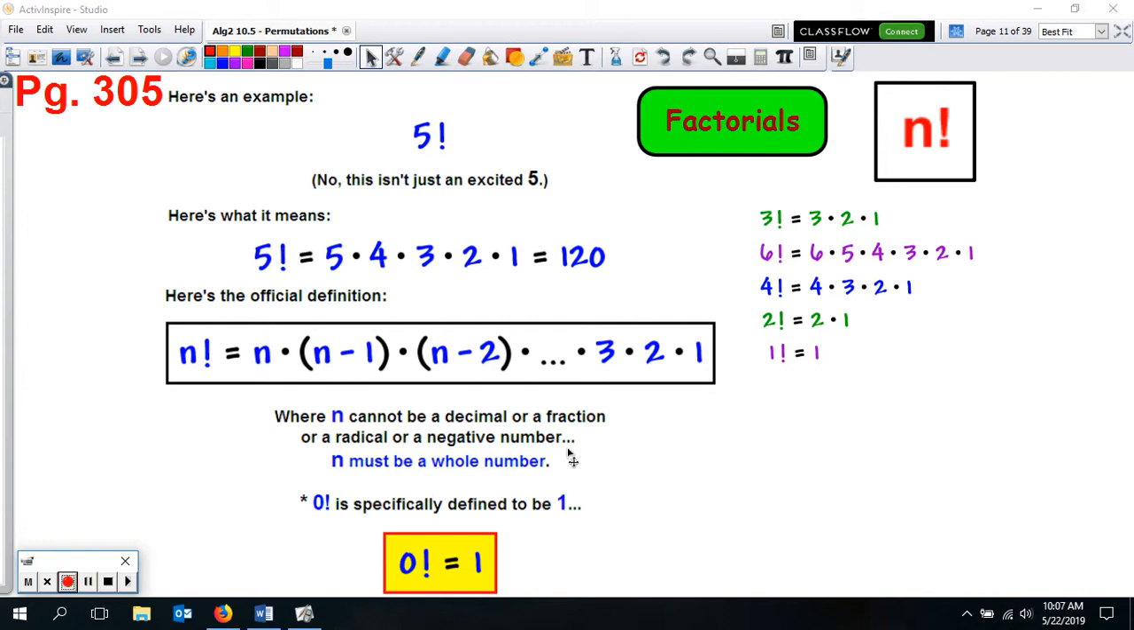A couple other things about it. It says n cannot be a decimal or a fraction. That's got to be just a regular whole number like that. It can't be a radical or even a negative number. It has to be a whole number.